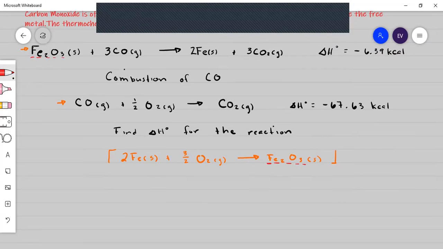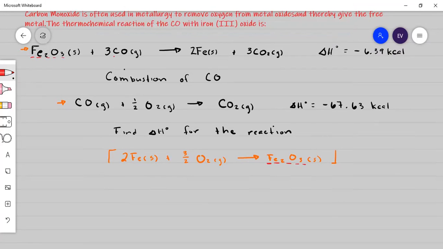The other thing I want you to pay attention to is the carbon monoxide, because you see how we have carbon monoxide here and here, but the number of moles don't add up. This is 3 moles and this is only 1 mole. So there are a couple of things we need to pay attention to.